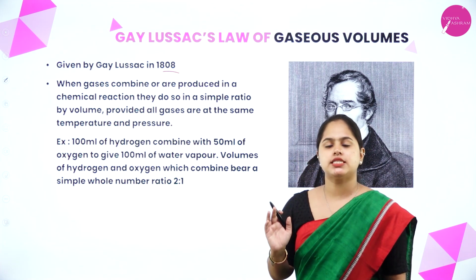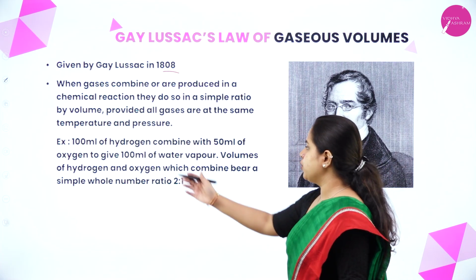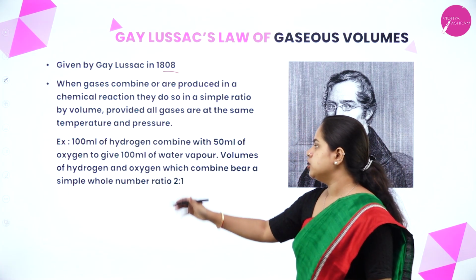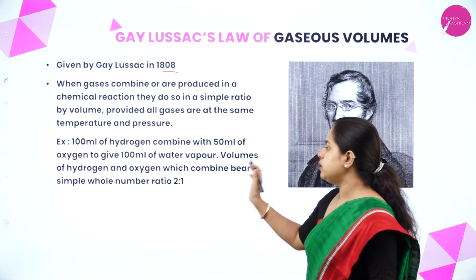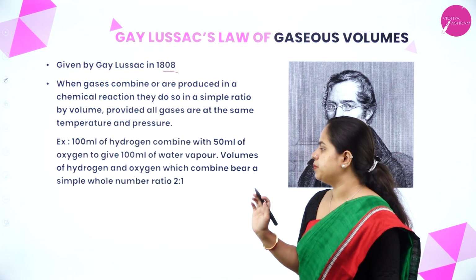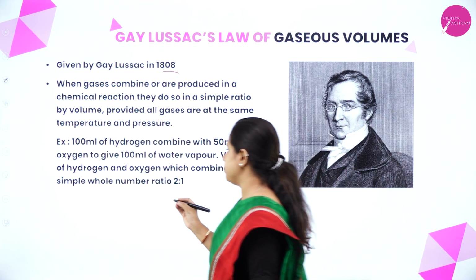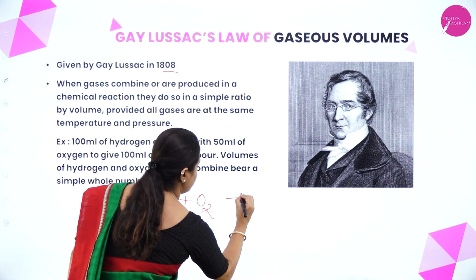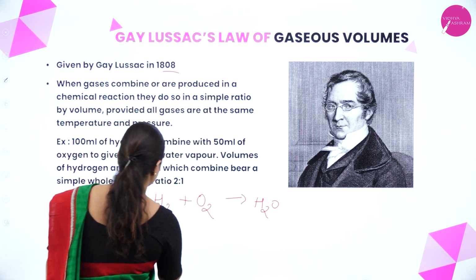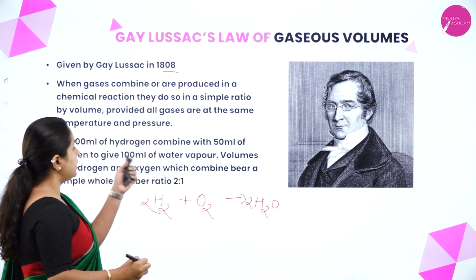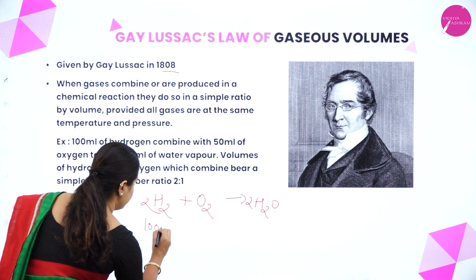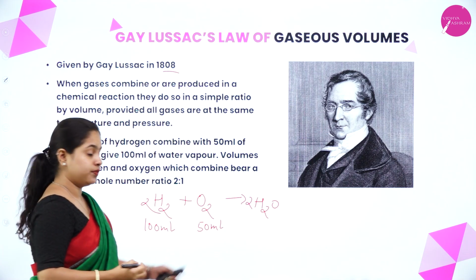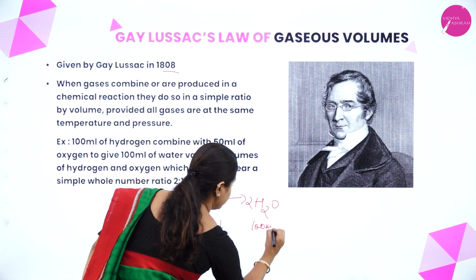Okay, so even this, let's take an example and understand this. So you can see the example here. 100 ml of hydrogen combines with 50 ml of oxygen to give 100 ml of water vapor. So volumes of hydrogen and oxygen which combine bear a simple whole number ratio, that is 2:1. So from the example you can see, hydrogen combines with oxygen to form water vapor, right? Yes. So it is given here that 100 ml of hydrogen is combining with 50 ml of oxygen and it is giving 100 ml of water vapor, right?